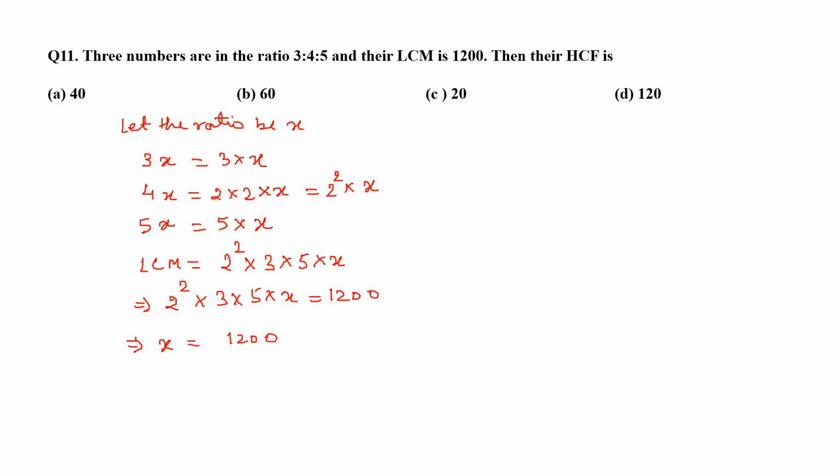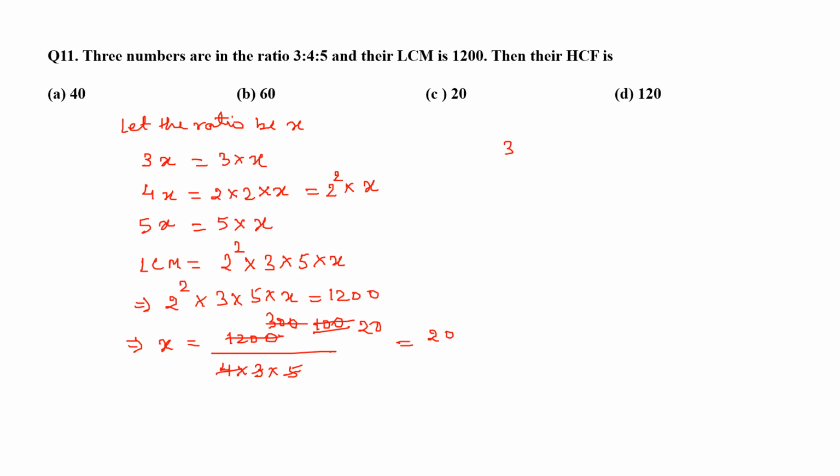So I am going to transpose 2 square into 3 into 5 to the RHS. So multiplication will change to division. 2 square is 4 into 3 into 5. 4 times 300, 3 times 100, and 5 times 20, isn't it? So the value of x I have got as 20.